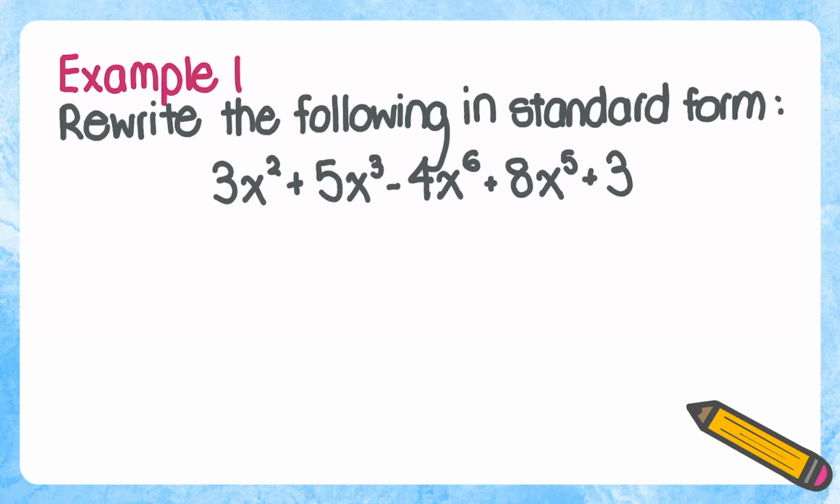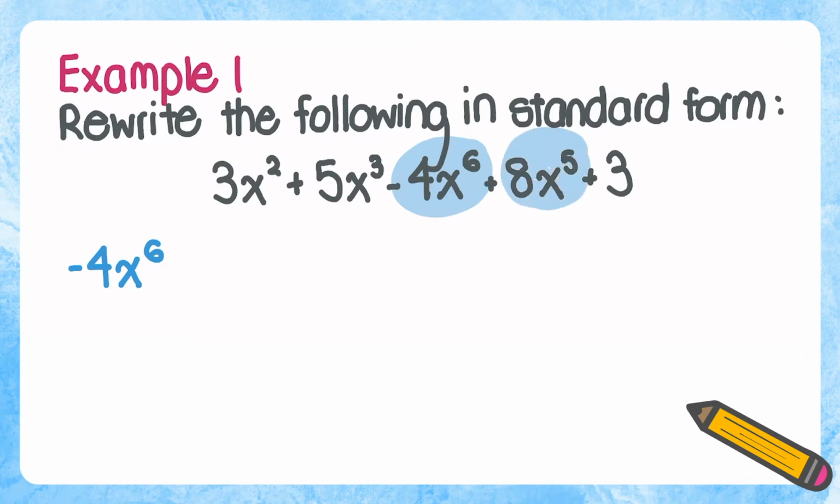It asks us to rewrite the following in standard form. So we have 3x squared plus 5x cubed minus 4x to the 6th power plus 8x to the 5th power plus 3. We think about which term has the highest degree, and we notice that this term, negative 4x to the power of 6, has the highest degree. So we're going to write this first, and then go in order from here.